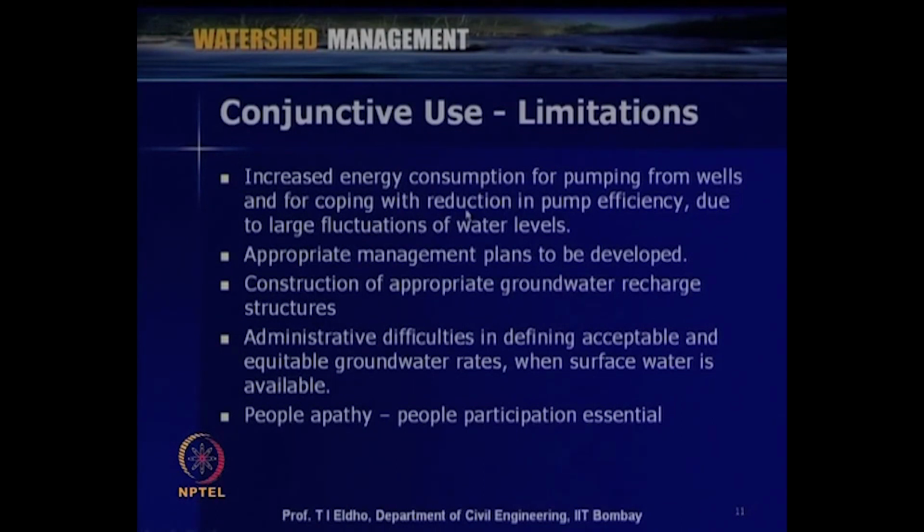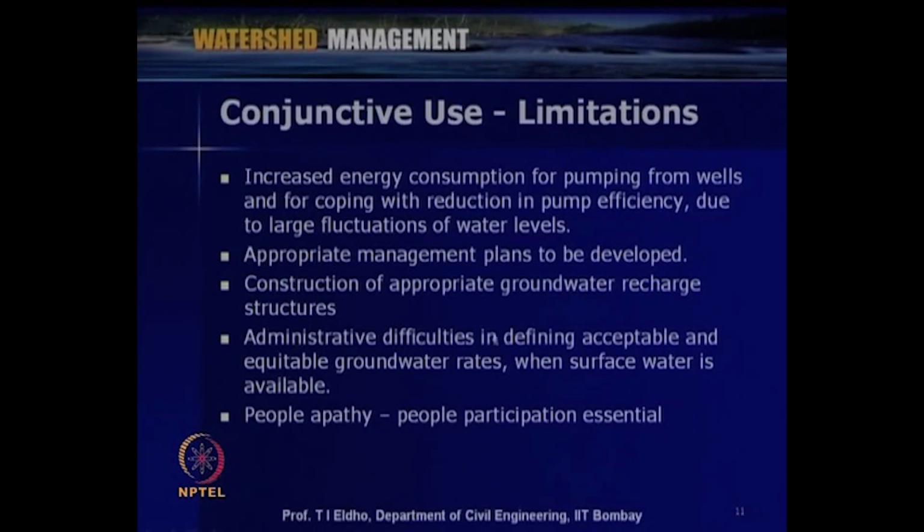Then if there is a reduction in pumping efficiency, large fluctuation of water levels can happen. Then appropriate management plans are to be developed. For a given watershed or river basin, we have to plan appropriately whether we use this much percentage of surface water or this much percentage of groundwater, so that optimal use will be there. Then construction of appropriate groundwater recharge structures. As we discussed, during the monsoon season we have to increase the recharge through artificial recharge structures. So, we have to construct appropriate groundwater recharge structures, and its cost is to be covered.